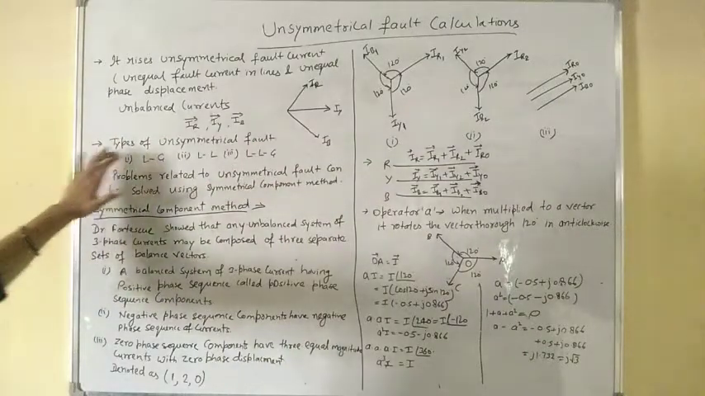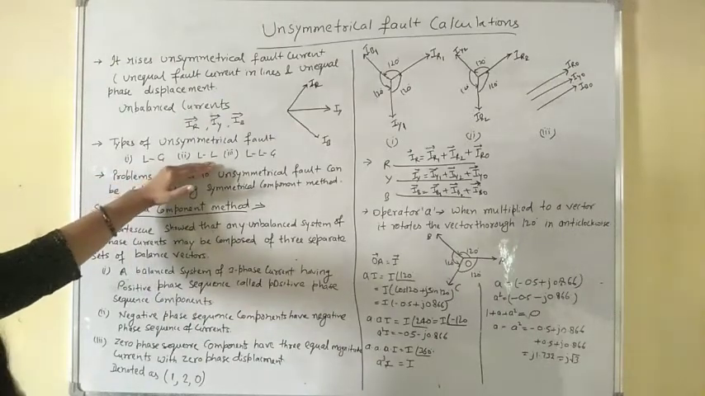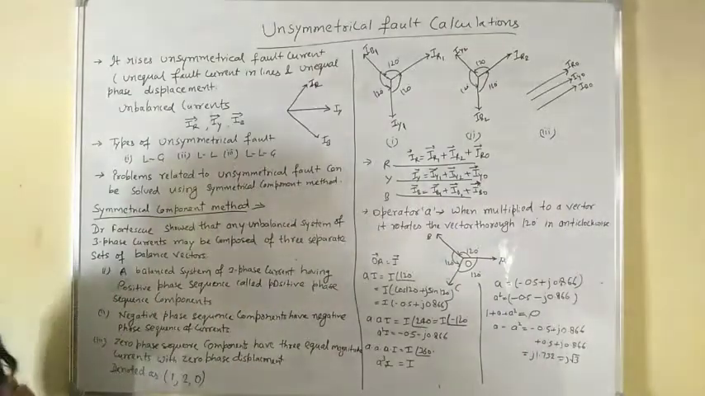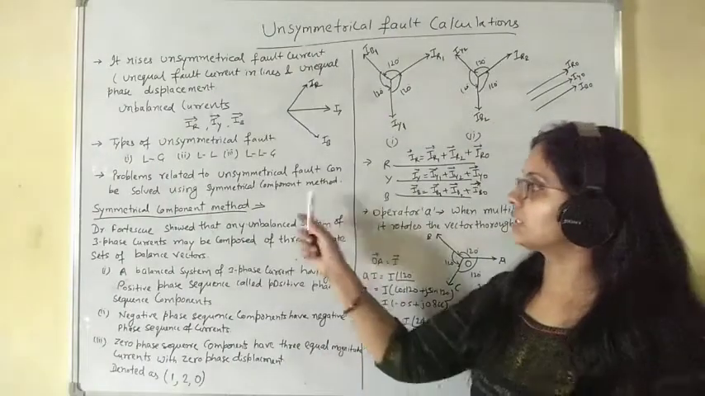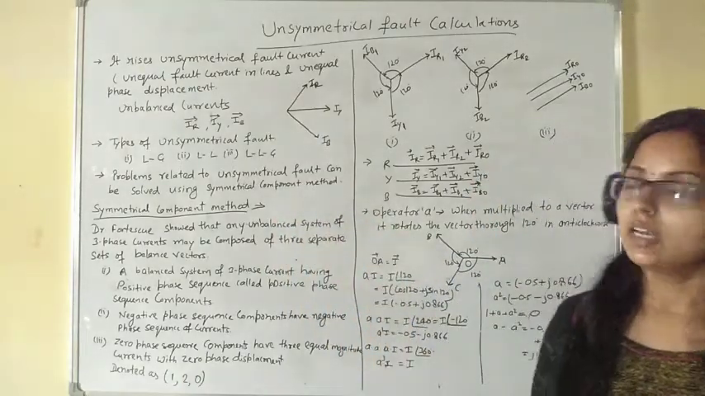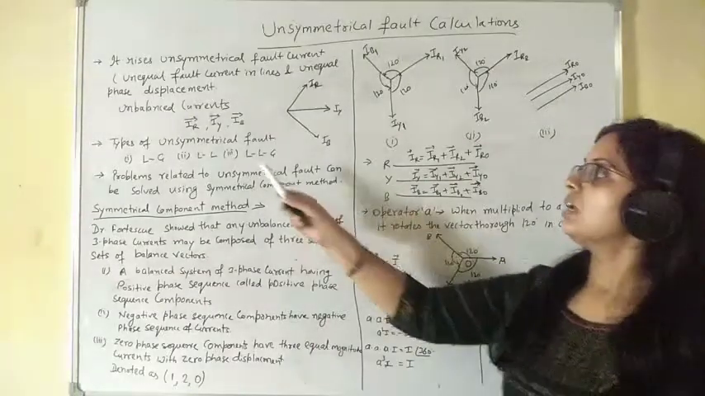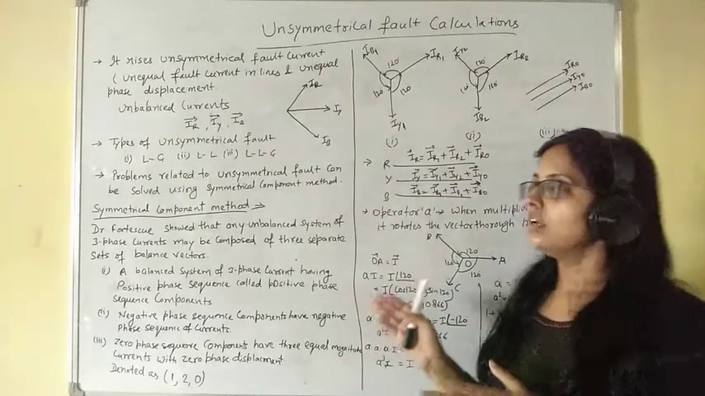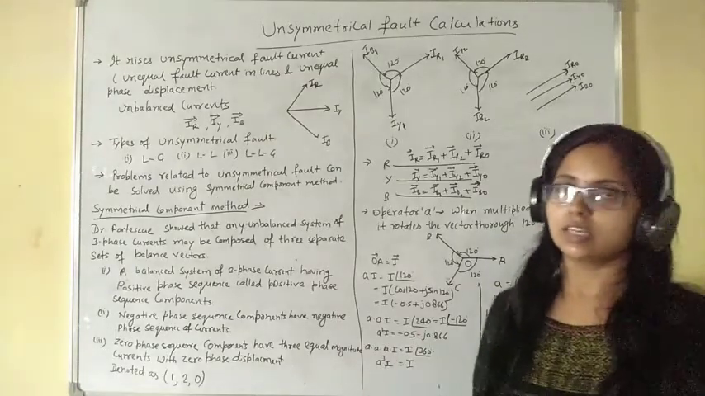So there are basically three types of unsymmetrical faults, that is single line to ground, then line to line fault, then line to line and ground fault. So in unsymmetrical fault analysis we solve the problems of these types of faults with the help of the symmetrical component method. This method is very important and we can also calculate our questions with the help of Kirchhoff's law, but the symmetrical component method is very easy to apply and the calculations are easier.